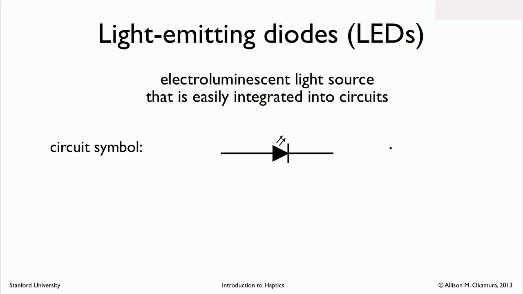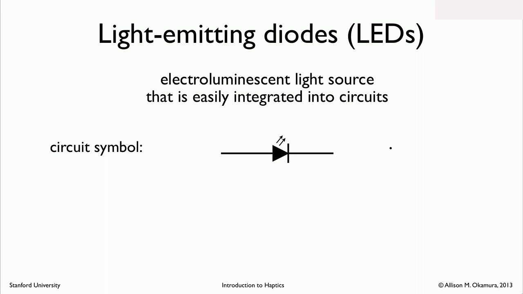Now we're going to look at a different circuit element instead of resistors. We're going to look at light-emitting diodes, or LEDs. These are electroluminescent light sources, which are really easily integrated into circuits. And LEDs are also just becoming generally popular as sources of light for cars or flashlights, etc. But they also make very nice circuit elements.